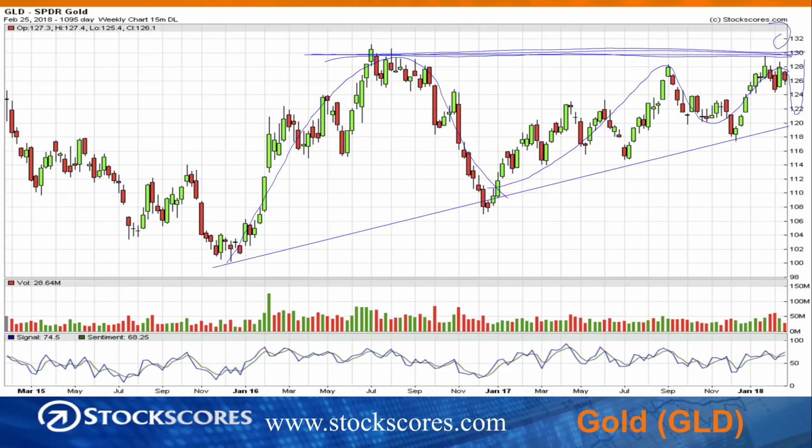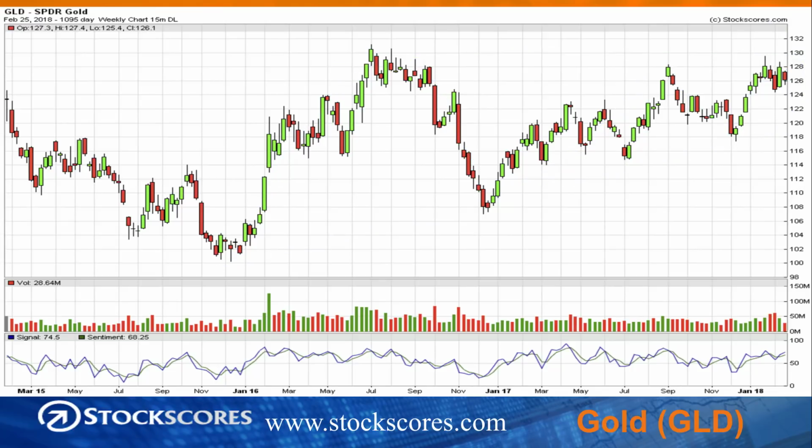GLD, then we've got a bull signal for gold. It's not there yet. It's slowly building optimism. I don't expect it's going to break out next week, but perhaps in the next few months it could if that US dollar continues to be weak.